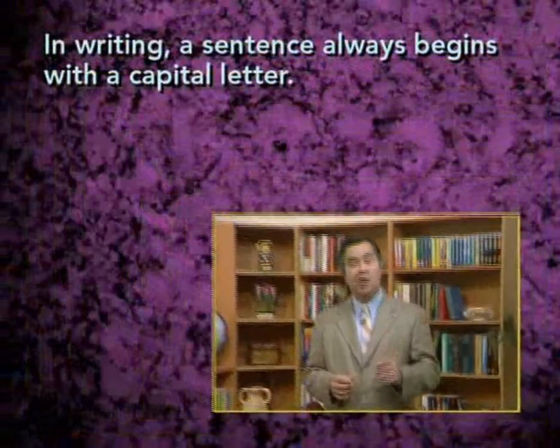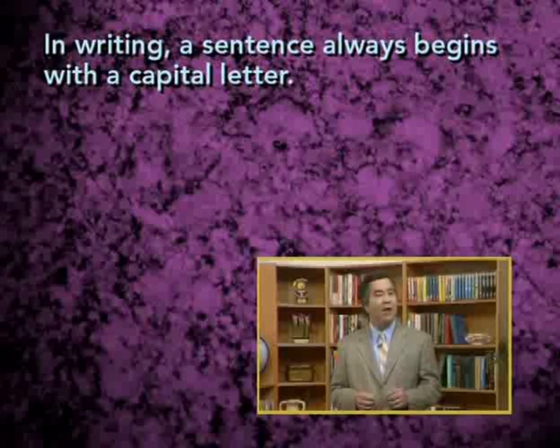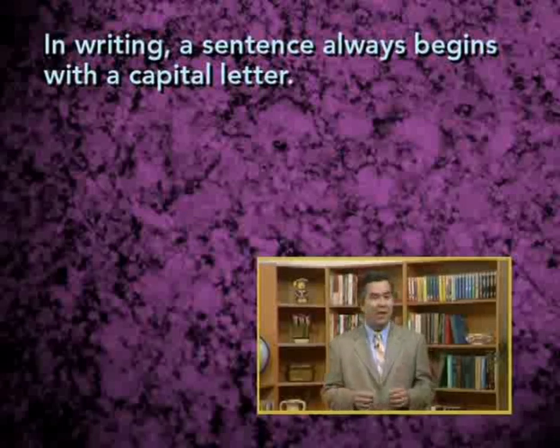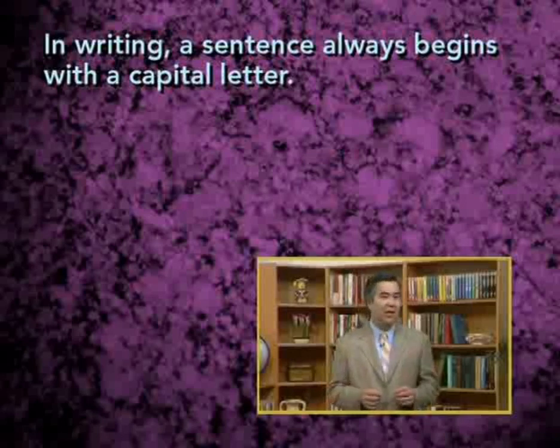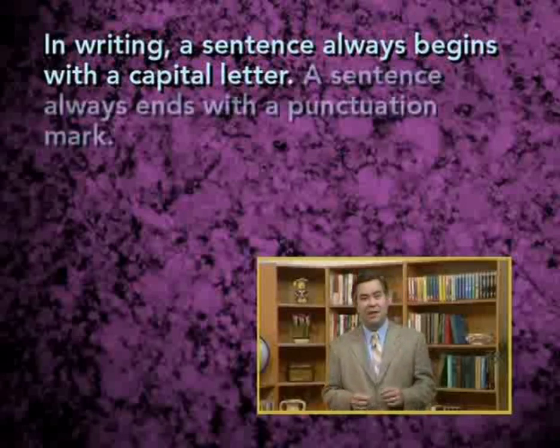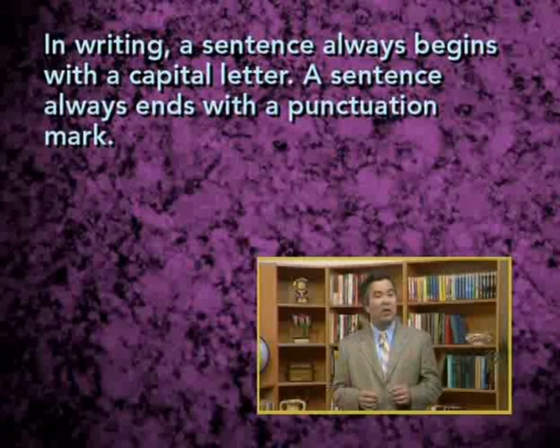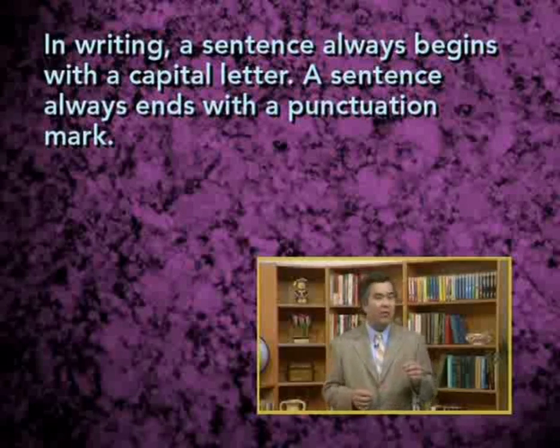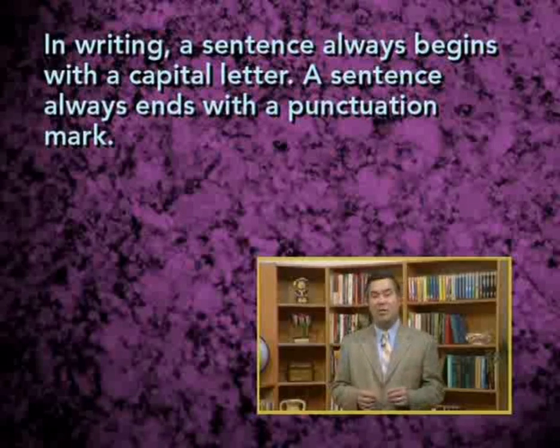So writing in English must consist of complete sentences. In writing, a sentence always begins with a capital letter. That's one of the larger letters that stands out on the page and indicates in English the beginning of a sentence. A sentence always ends with a punctuation mark, and there are a few different choices for punctuation marks that you can use to end a sentence.